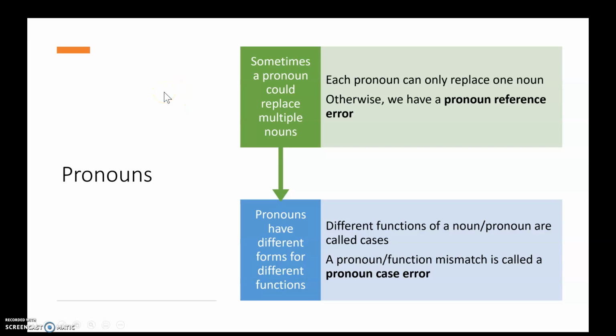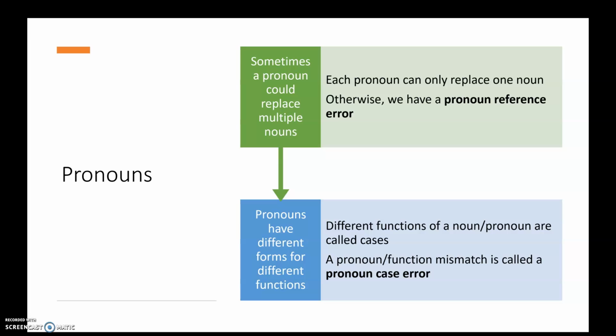Sometimes pronouns can replace multiple nouns, or it can seem like they can. But grammatically, each pronoun goes with one noun, or one collection of nouns, because it's an equal sign. And so one does not equal two. If the pronoun tries to replace more than one noun or could refer to more than one noun, then it's called a pronoun reference error, which just means that the pronoun chosen causes confusion.